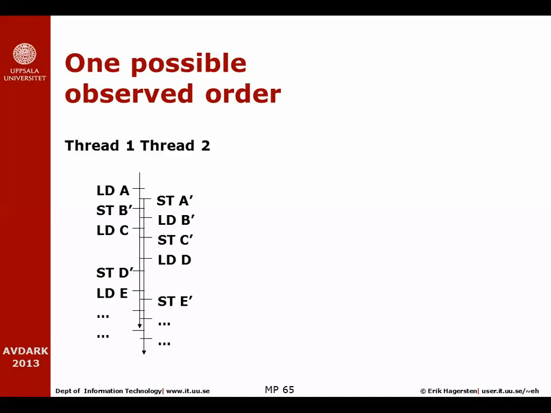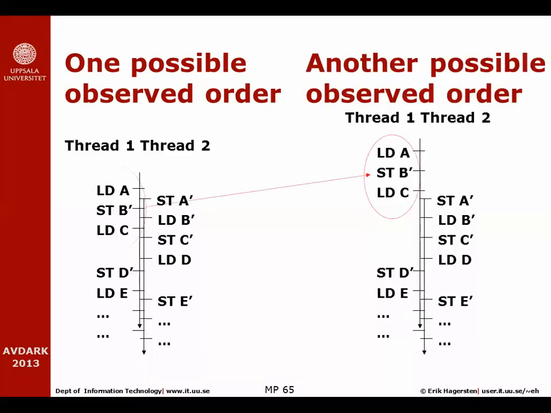But this is not the only possible order. This is one order. We could just as well have executed instructions in this order, because that is also true to the value order that we've seen. Because here we also have load A happening before store A. We have store B happening before load B, and so on. So there are lots of possible interleavings. They will all agree with the value observations that we saw.